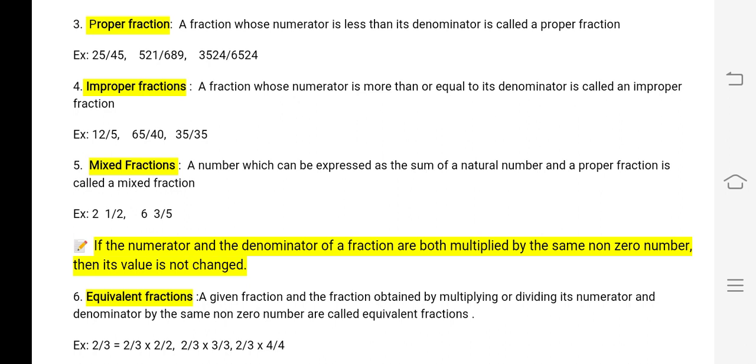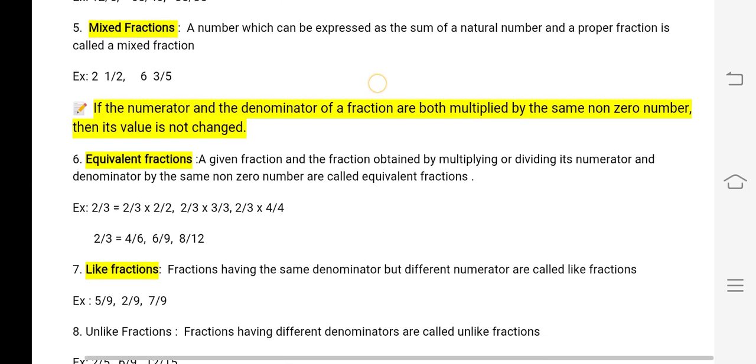Please note, if the numerator and the denominator of a fraction are both multiplied by the same non-zero number, then its value is not changed. This we can see in the coming type of fractions.